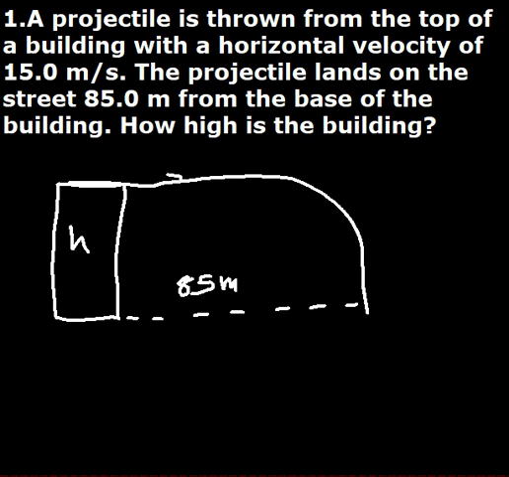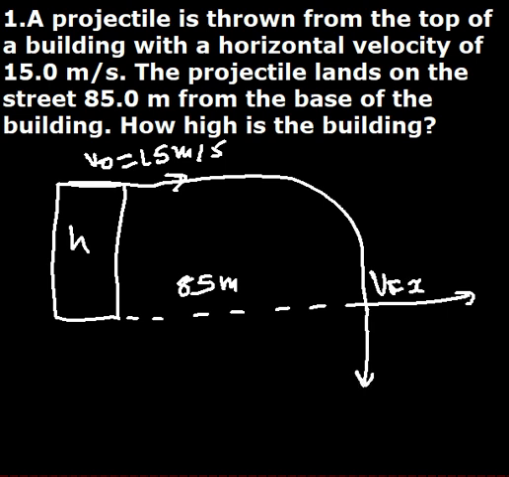We have the launch velocity, given as v0, which is 15 meters per second. As the object strikes the ground, it will have two components of velocity. We'll have the final velocity along x, the initial velocity along x, and the final velocity along y.